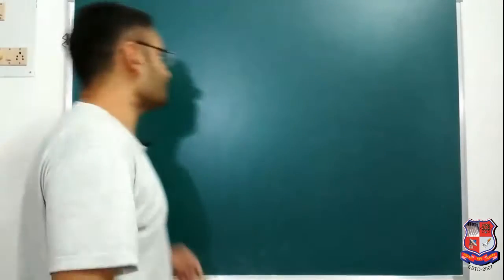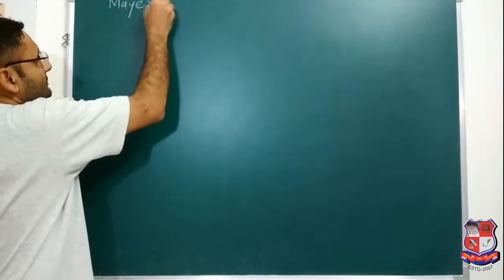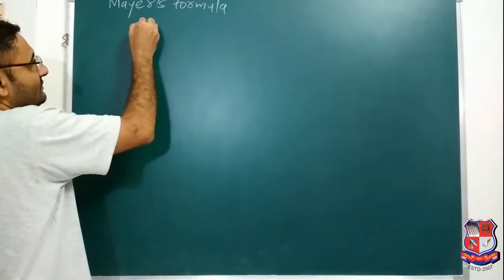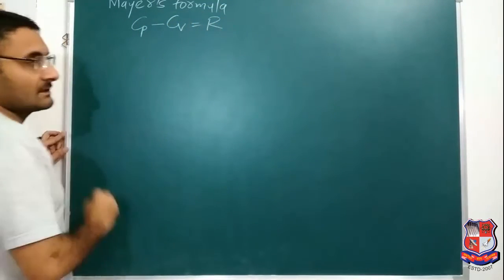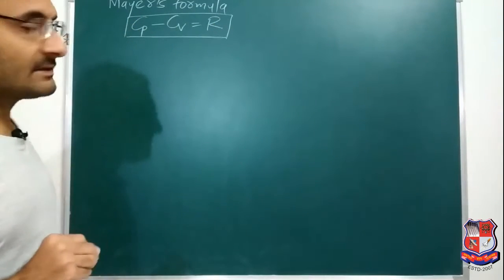A very good morning, good afternoon, good night, whenever you watch this video. Today our topic is derivation of Mayer's formula. Mayer's formula is Cp minus Cv is equal to R. So we will prove that Cp minus Cv equals R.